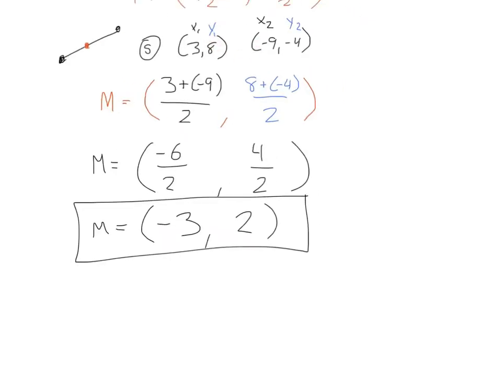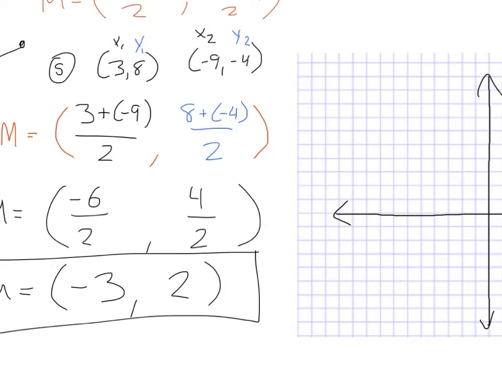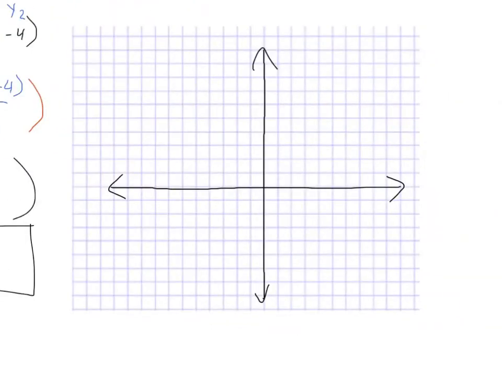And to prove it to you, let's graph both original points and then the midpoint. All right, so we have our coordinate plane. We're going to graph the 2 original points. Then we'll graph the midpoint and see if the midpoint really is in between those 2. All right, so the first point is 3, 8. Let's graph him. Over 1, 2, 3, up 1, 2, 3, 4, 5, 6, 7, 8, right there.